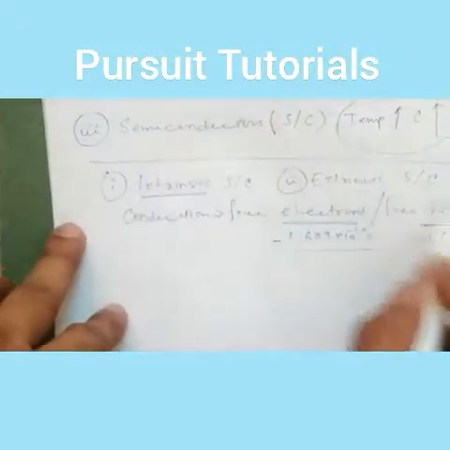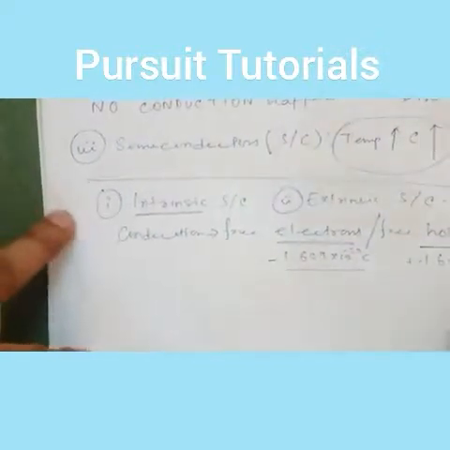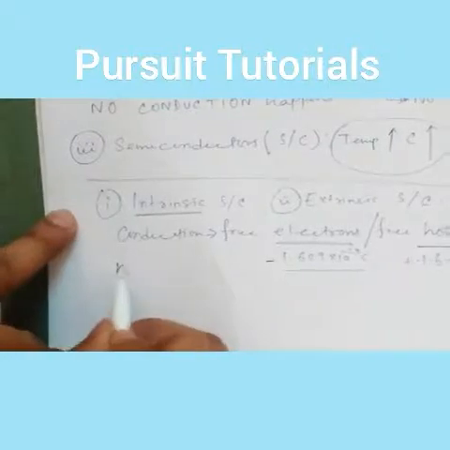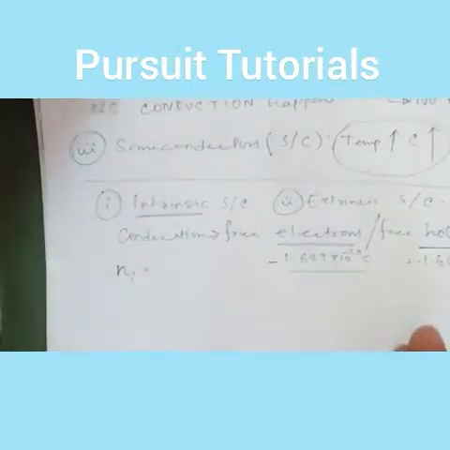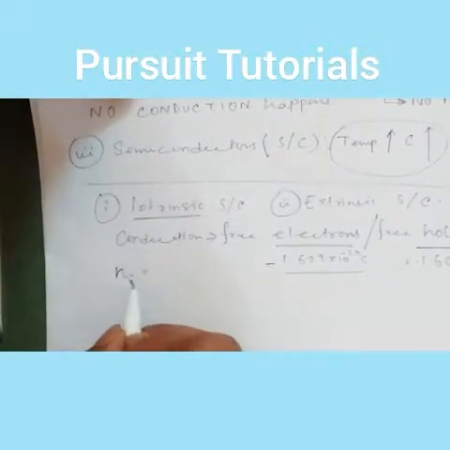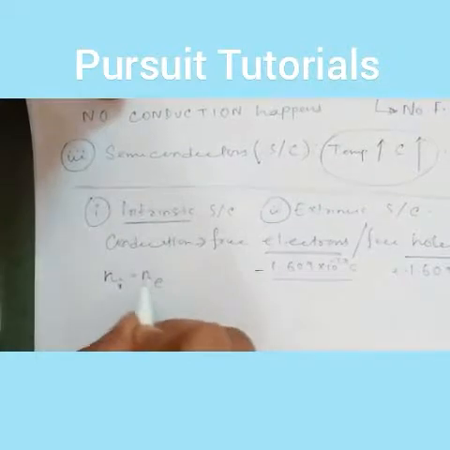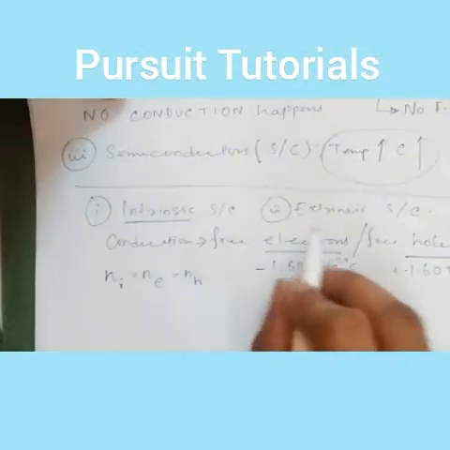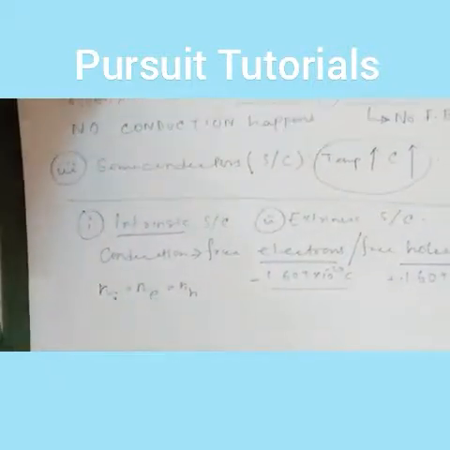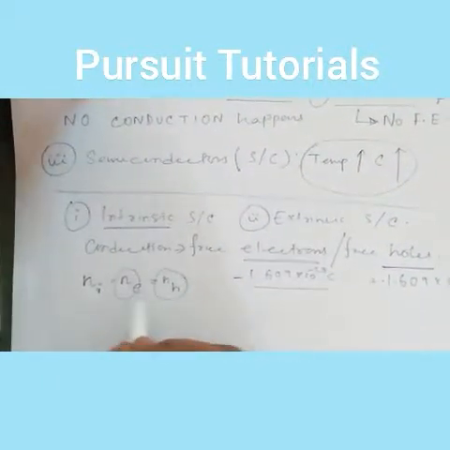Here, for intrinsic semiconductors, there is a small formula. Sometimes a problem comes, that N of I, that is the number of intrinsic conducting elements, remember that, is equal to N of E, that is the number of electrons, which is equal to the number of holes. As I said, the element needs to be stable and balanced. So the number of electrons and number of holes should be equal.